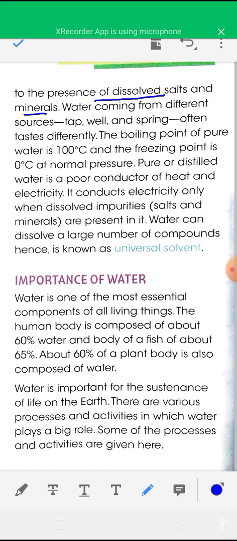Okay, now see the boiling point of pure water. The boiling point of pure water is 100 degrees Celsius and the freezing point of pure water is 0 degrees Celsius at normal pressure. Pure water is a poor conductor of heat and electricity, and it conducts electricity only when dissolved impurities are present in water.